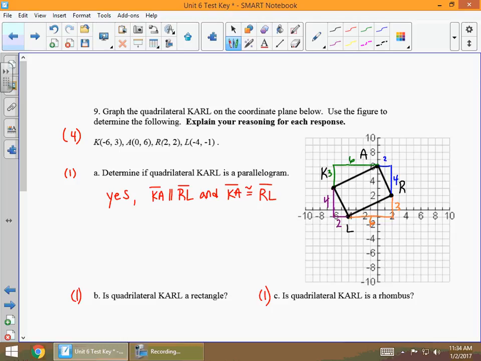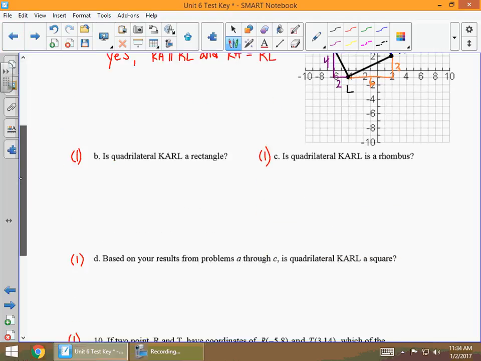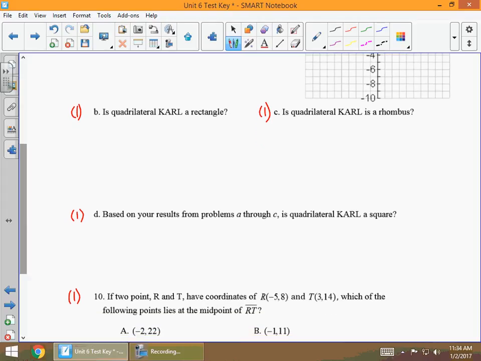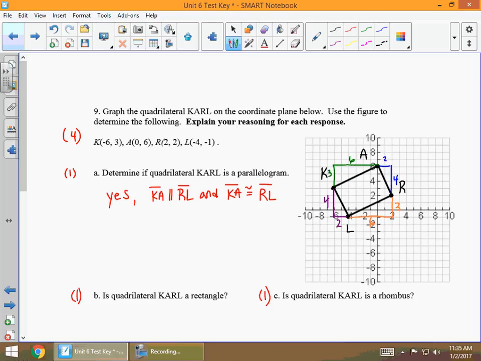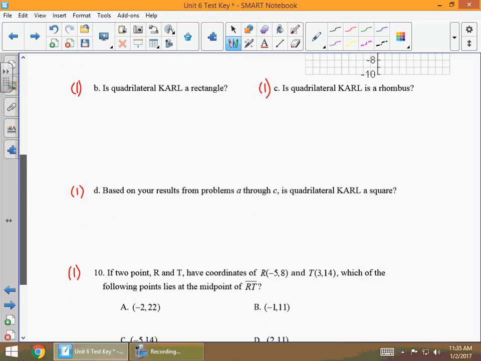Now it wants to know in part B, is this thing a rectangle? So in B, is Carl a rectangle? I need to look at consecutive sides, and I need to see whether their slopes are opposite reciprocals. So KA has a slope of 1/2, and then AR has a slope of negative 2/1. That is an opposite reciprocal. So KA and AR are perpendicular. So KA is perpendicular to AR.